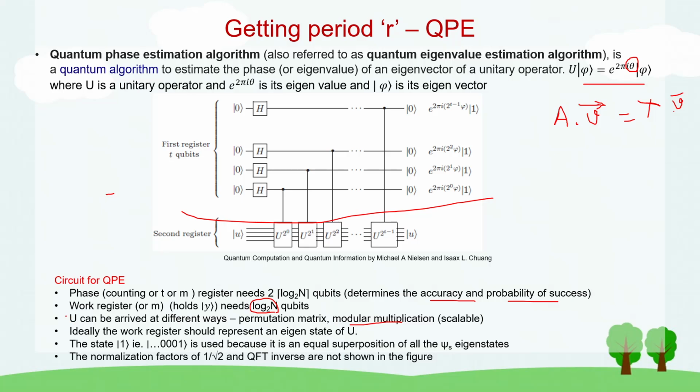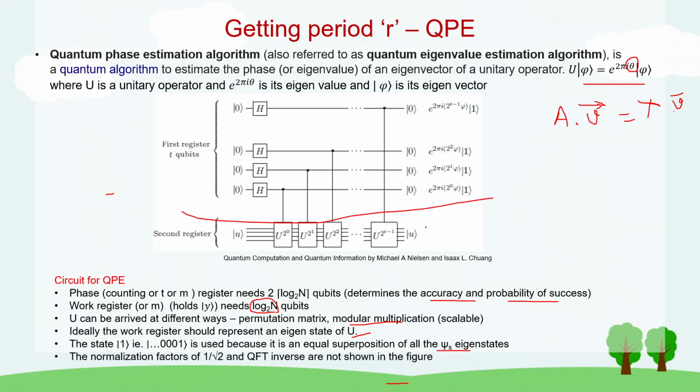Ideally, the work register should represent all eigenstates of U. So that is the condition, right? We are saying that this should be the eigenvector. That is the trick Peter Shor used: state 1 is used because it's an equal superposition of all eigenstates.